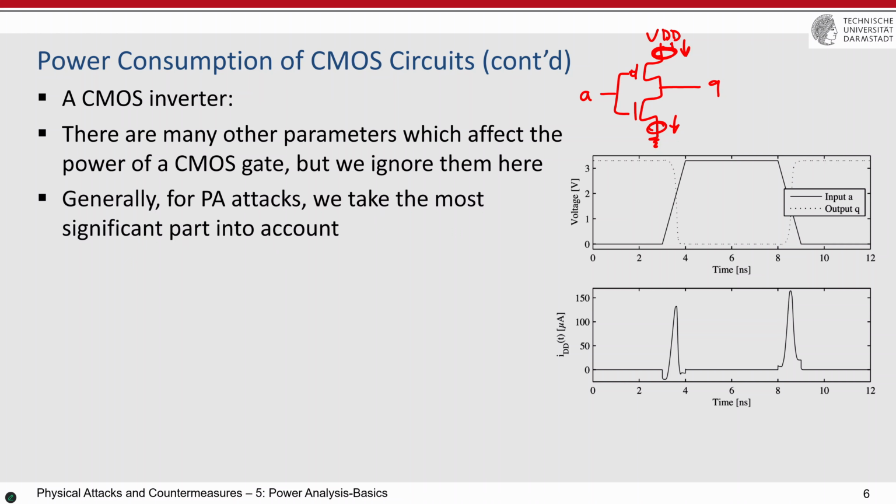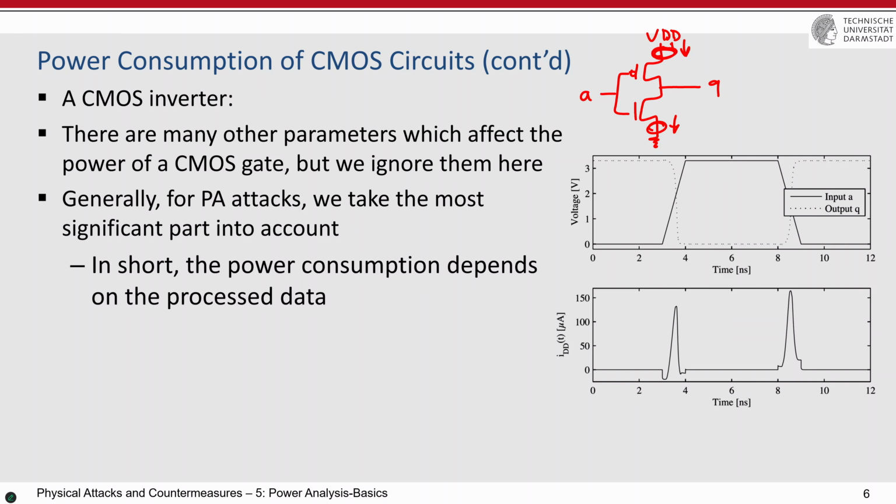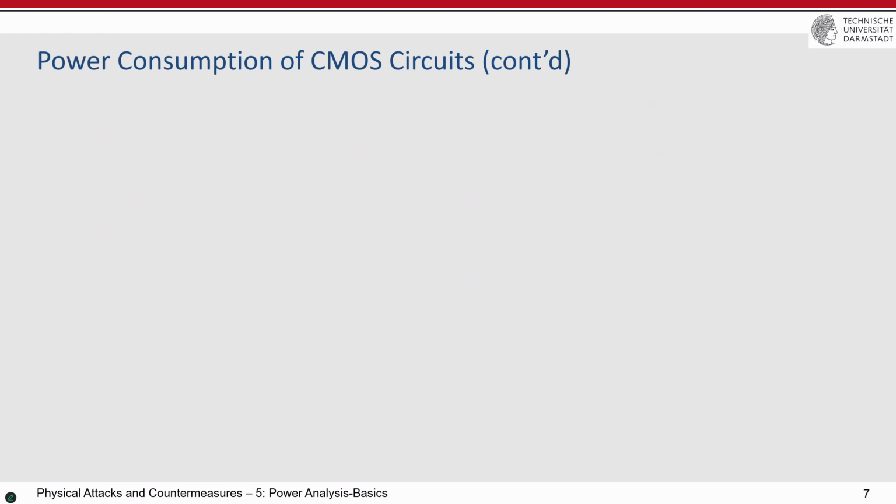This is explained here, but there are many other parameters which affect the power of a CMOS circuit or CMOS gate. But at the moment in this lecture, we ignore it. The amount of electrical engineering that you have seen here is enough. For power analysis attacks, we just take the most significant part, which is the dynamic power consumption, and we say the power consumption depends on the data which is processed. That's all.